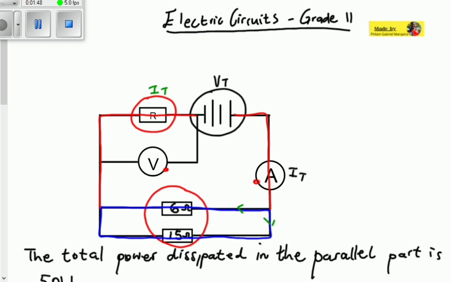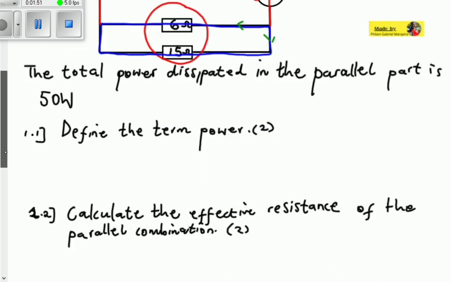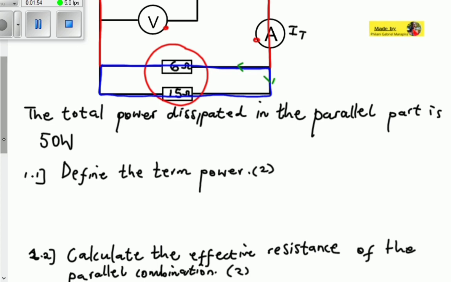Now we are asked to first define the term power. We're given information stating that the total power dissipated in the parallel part is 50 watts. So this is the magnitude of the electrical power dissipated in the parallel part, meaning the power in the parallel part is equal to 50 watts. That's the information we are given in the circuit. Now we are asked to define the term power. What is power? I recommend you watch our previous video before you go on with this video, because most of the concepts are surrounding power. We have already covered them in our previous video.